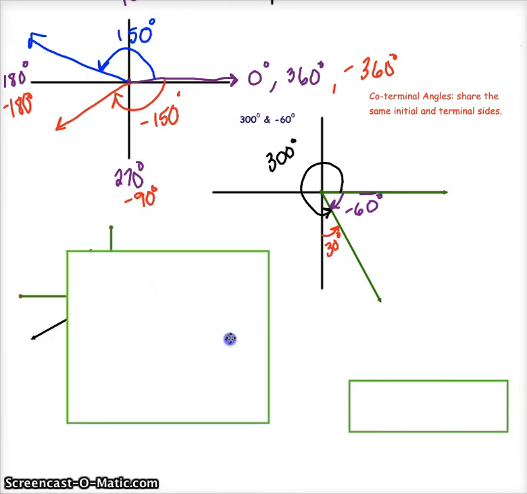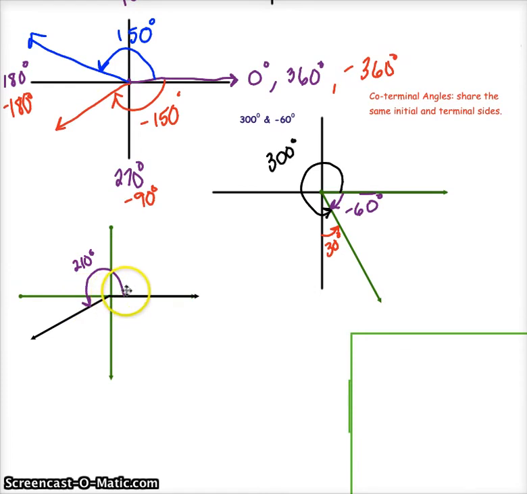All right, let's see how you did. Here's positive 210 degrees in the standard position. Let's see if we can figure out its corresponding coterminal angle, traveling in the negative direction. All right, let's try this. We know that if we travel, whoops, sorry about that.